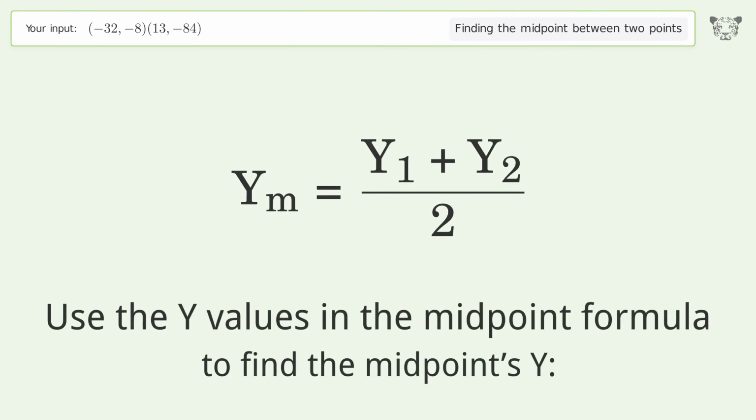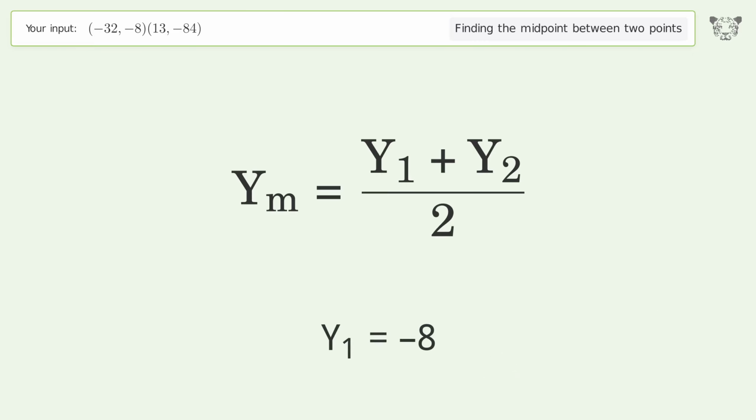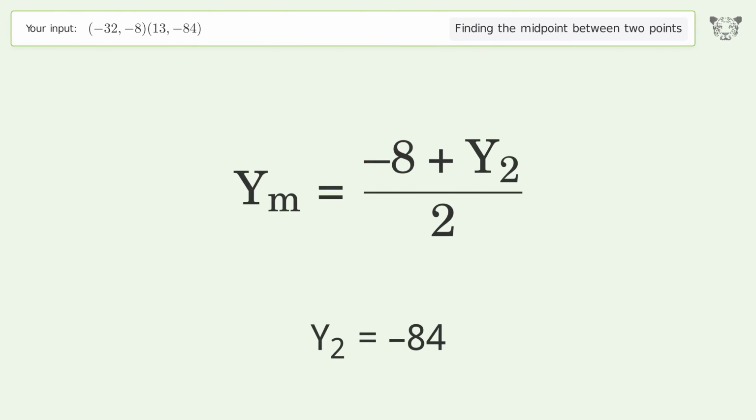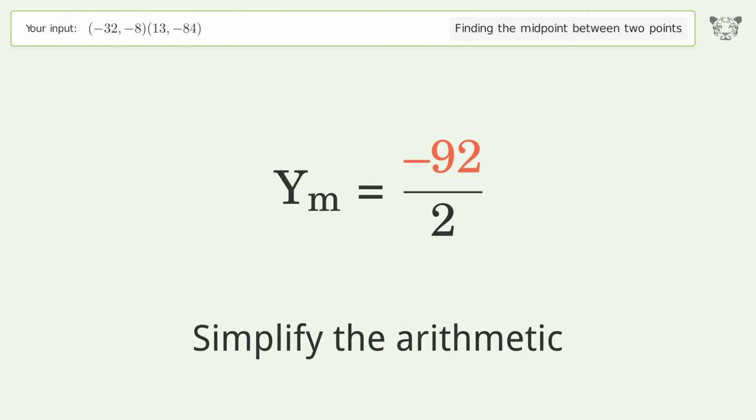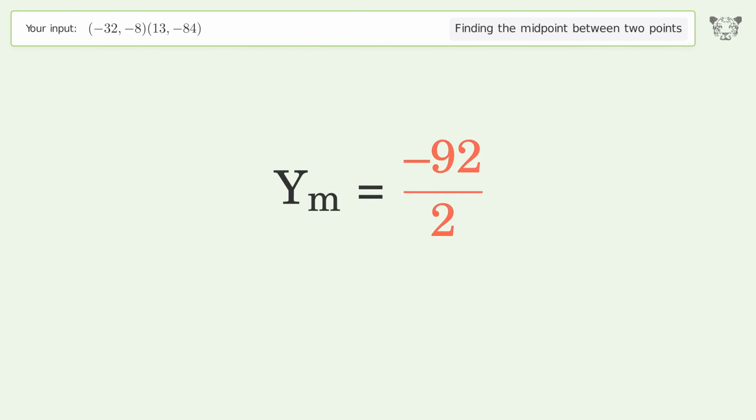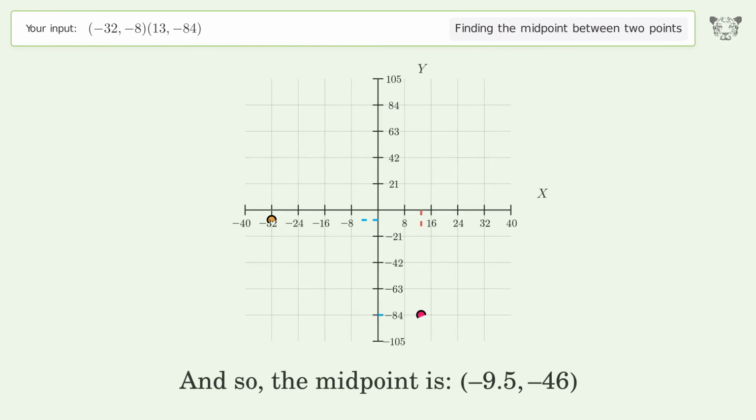Use the y values in the midpoint formula to find the midpoint's y. y1 equals -8. y2 equals -84. Simplify the arithmetic. And so, the midpoint is -9.5, -46.